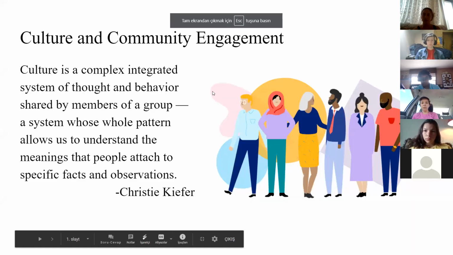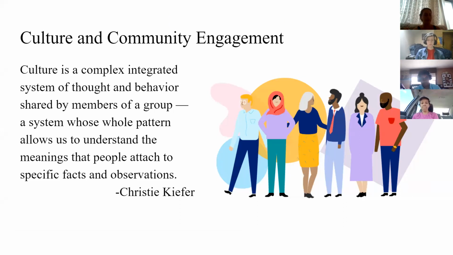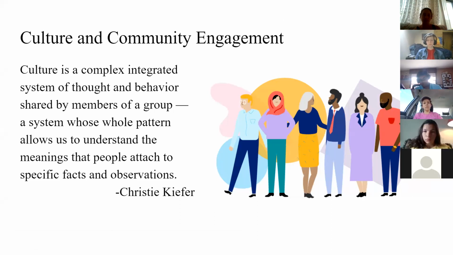So hello everyone. Before moving on to other definitions, I'm going to start with culture. According to Christopher Kiefer, culture is a complex, integrated system of thought and behavior shaped by members of a group, a system whose whole pattern allows us to understand the meanings that people attach to specific facts and observations. So culture really shapes our identities. It constructs the bridges between the members of the communities, and it creates the meanings of the community's existence.